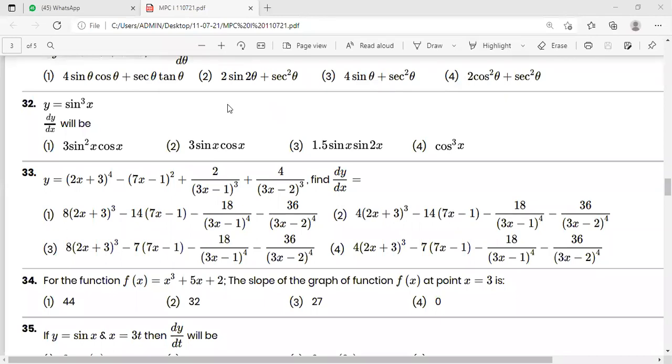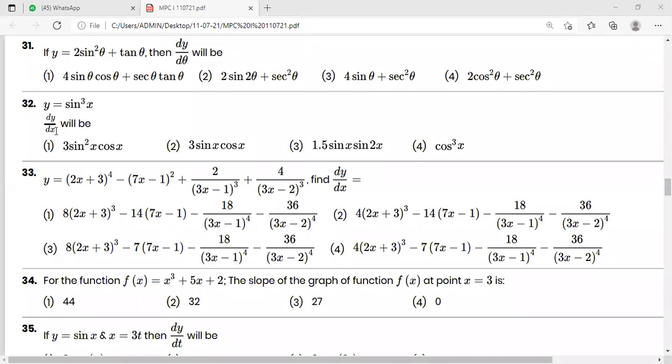Next, question number 32. It is given y equal to sin cube x. Then dy by dx will be, if y equal to sin cube x given, let me consider it is in the form of x power n only, where x is sin x only. n is 3 only. Then what will you write? 3 into sin x power 3 minus 1. And also for the inside function, if it is not exactly x, if it is another function, then you have to take the derivative for the inside function also.